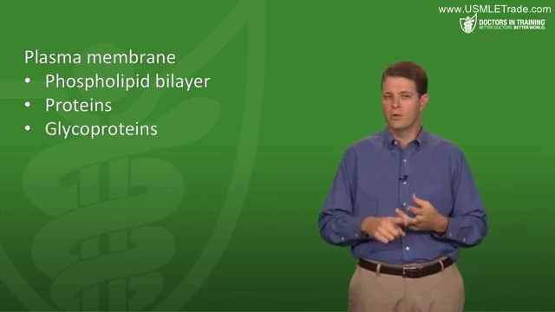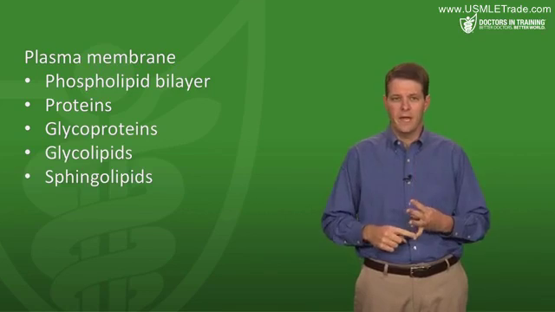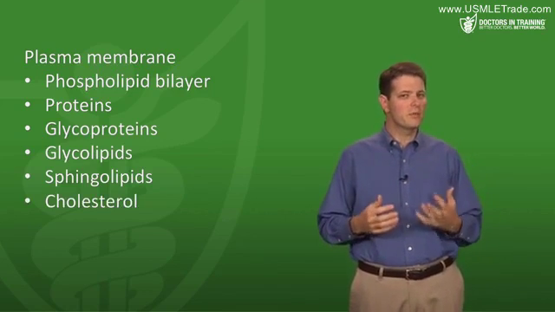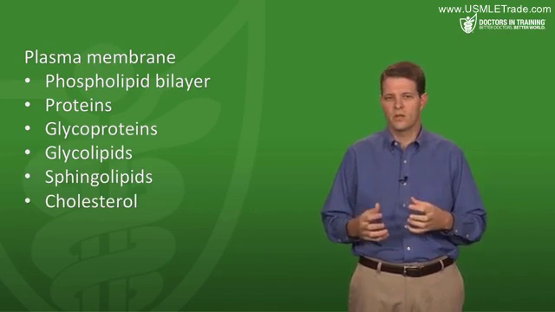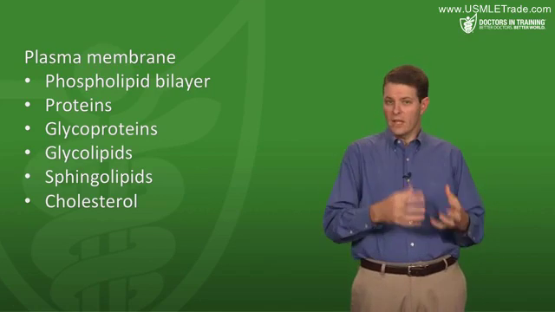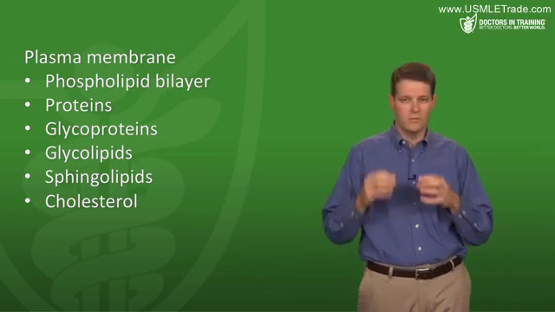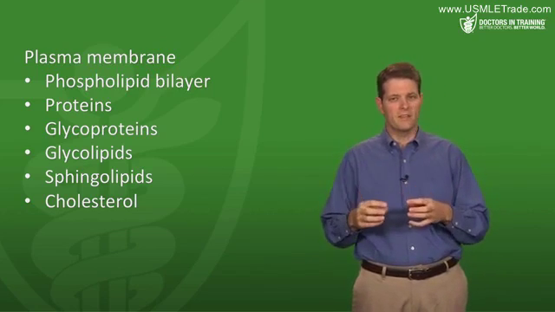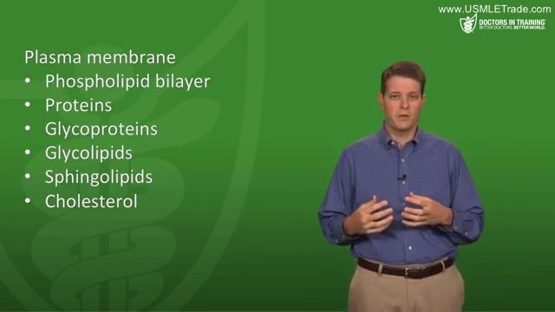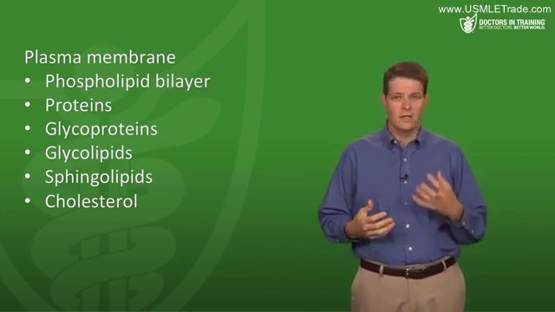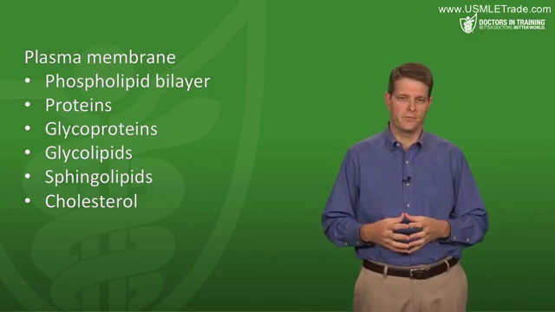You also have glycoproteins, glycolipids, sphingolipids like sphingomyelin, and cholesterol, which makes up about 15% of the plasma membrane in our cells. And cholesterol is a more rigid structure than phospholipids, so including cholesterol in the plasma membrane prevents the membrane from being too fluid. So a little bit of cholesterol stabilizes the plasma membrane, but if there's too much cholesterol in the plasma membrane, the membrane becomes too rigid. And additional cholesterol also increases the membrane's melting temperature.